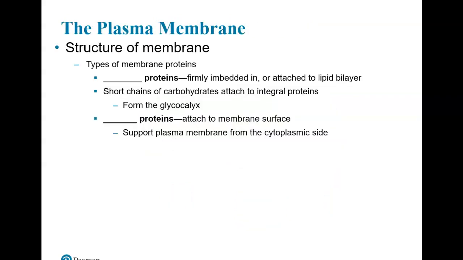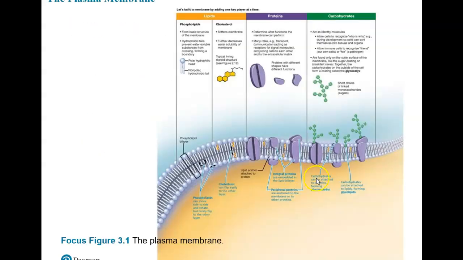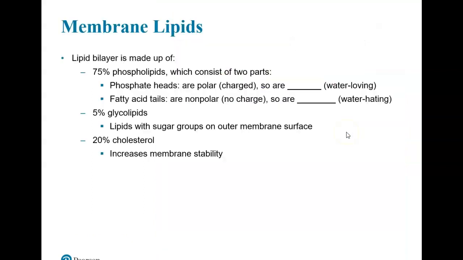For proteins, there's integral proteins, which means that they're firmly embedded in the lipid bilayer or in the cell membrane, or they're going to be attached to the lipid bilayer. They're going to form short chains with carbohydrates. So that's going to be known as a glycocalyx. So if you have a sugar group that attaches to a protein, or if you have a sugar group that attaches to the lipid, that sugar group is known as the glycocalyx. Okay.